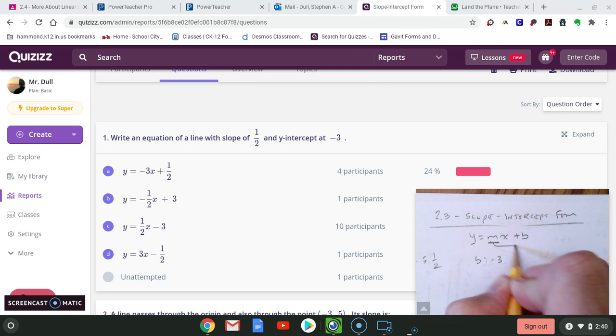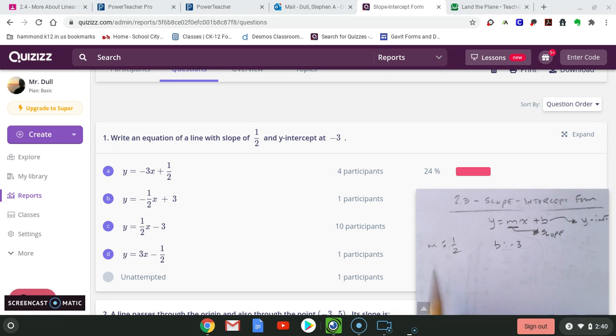And the thing we know about this is the m value, the multiplier on x, that's our slope. And then the b value is our y-intercept. So if we know these two things, or if we can determine these two things, we can write our equation. So we were given that the slope is 1/2 and the intercept is -3.